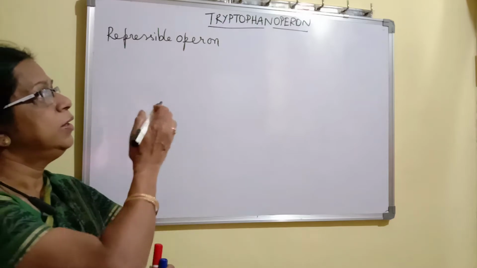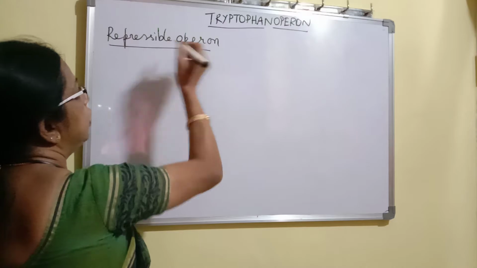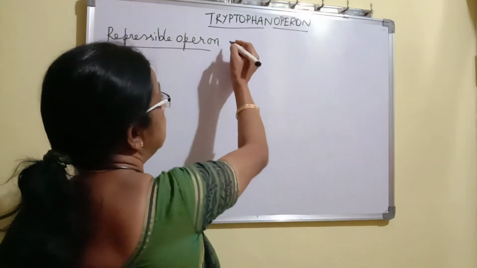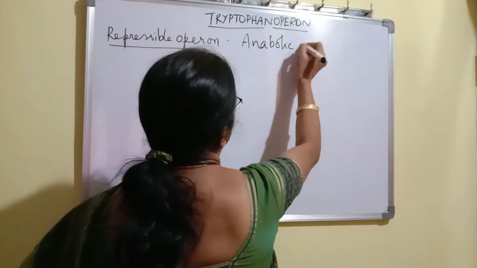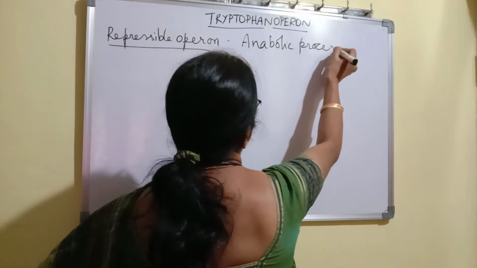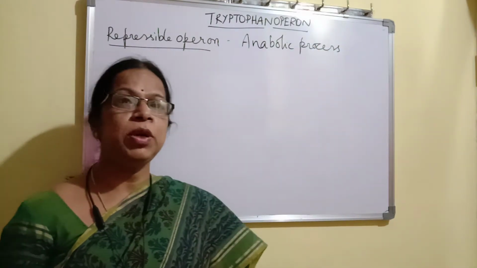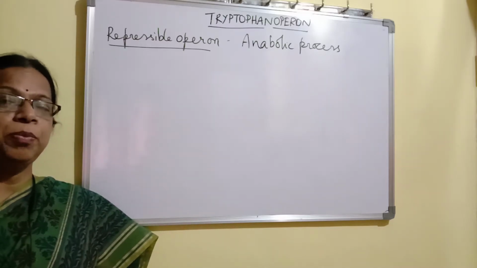Now here, the tryptophan operon is called a repressible operon. Repressible operons generally operate during anabolic processes, that means synthetic processes. So this operon is for the synthesis of tryptophan. So it is called a repressible operon.